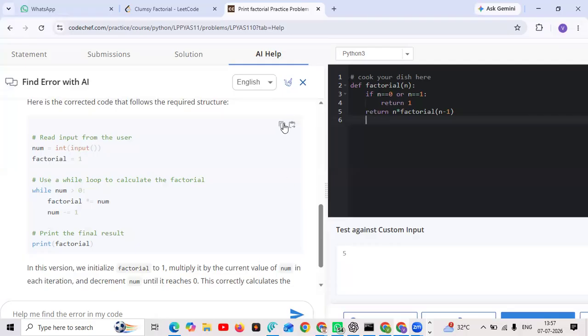And okay, let's copy the solution and let's check whether it will work with this one or not.